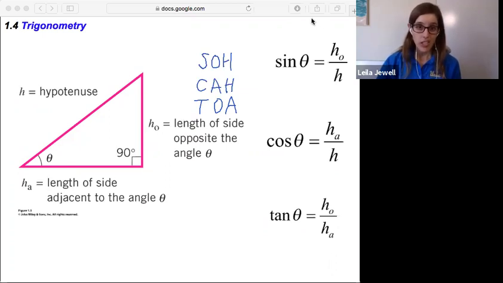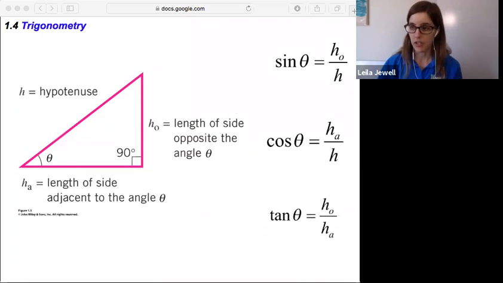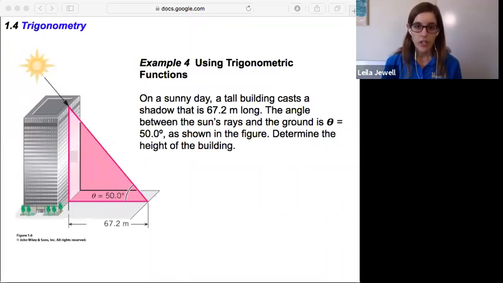And trigonometry, these relationships of sine, cosine, and tangent, relating the angle to the side lengths of the triangle, can help us out in a number of situations. So here's one example of using trigonometric functions to figure out the height of a building. You can actually try this out. I encourage you to do it if you can come up with some measurements in order to do this. In this case, it says, on a sunny day, a tall building casts a shadow that is 62.7 meters long. The angle between the sun's rays and the ground is 50 degrees as shown in the figure. Determine the height of the building.